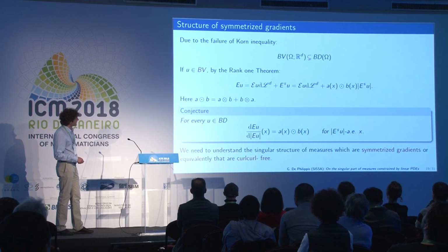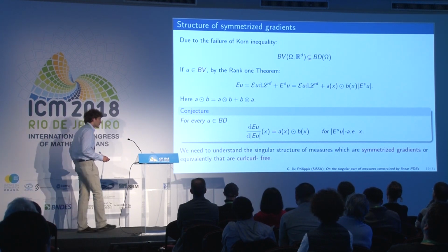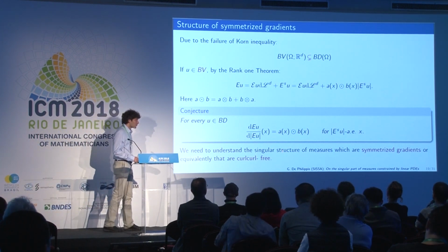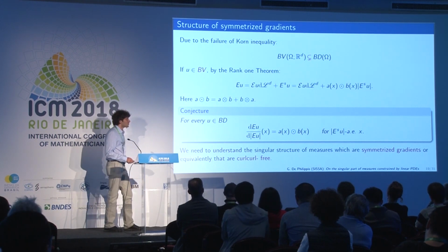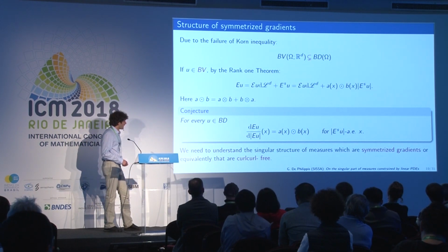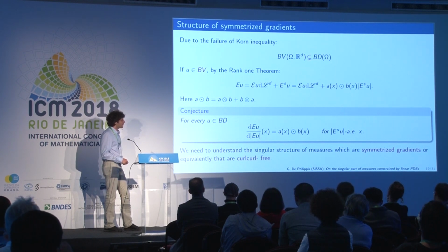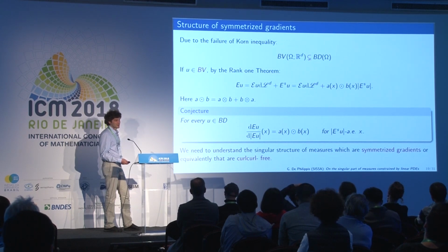So it is important that, as I was saying, to possibly answer this conjecture one actually has to understand the structure of measures which are symmetrized gradients. And as I was saying, this is equivalent to studying measures which are curl-free, because these characterize symmetrized gradients.